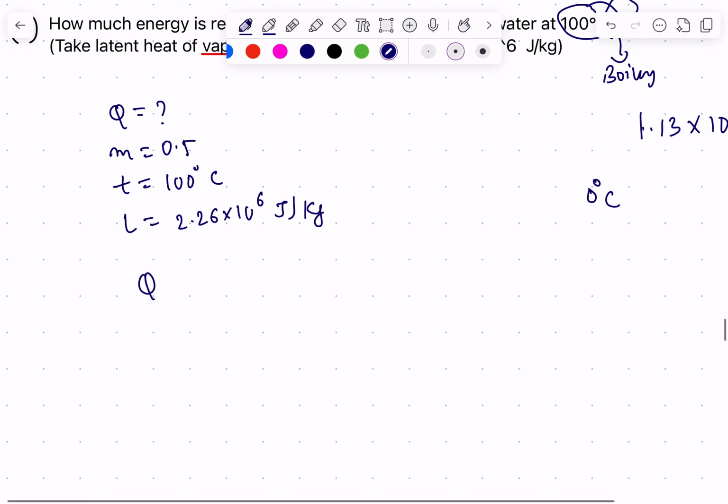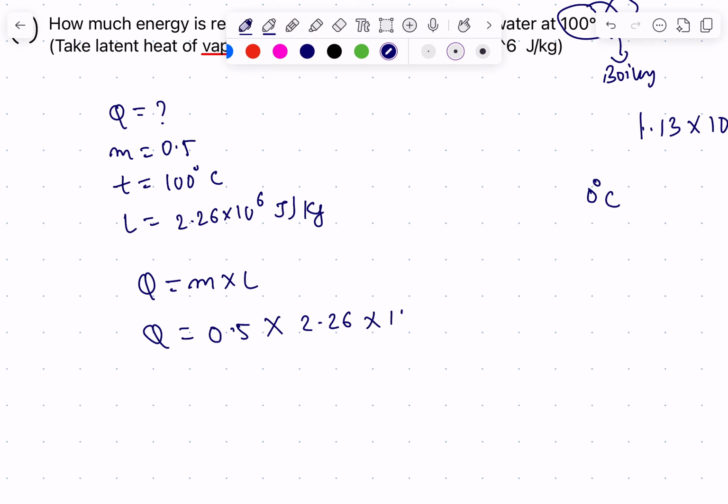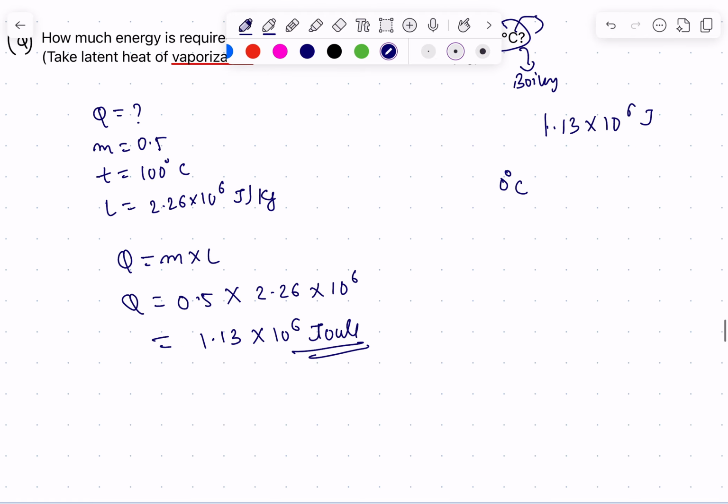So the formula is Q equals m into L. Simply put in the values: 0.5 into 2.26 into 10 raised to power 6, which will be equal to 1.13 into 10 raised to power 6 joule. It's just simply joule, because the kg will get cancelled out with the kg in the denominator.